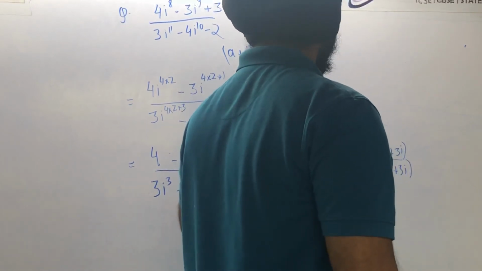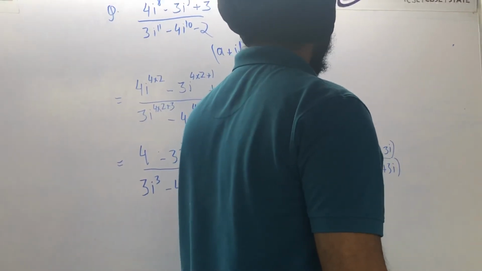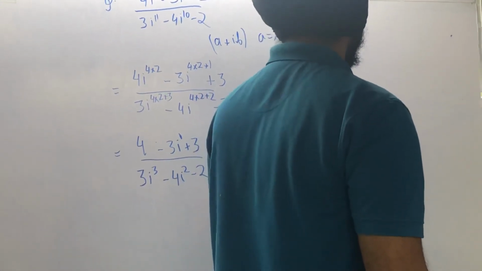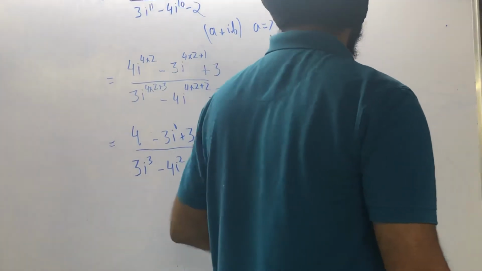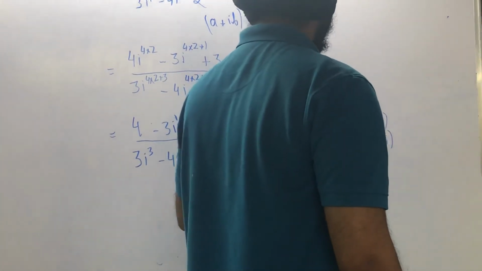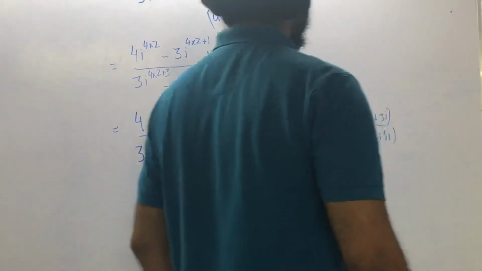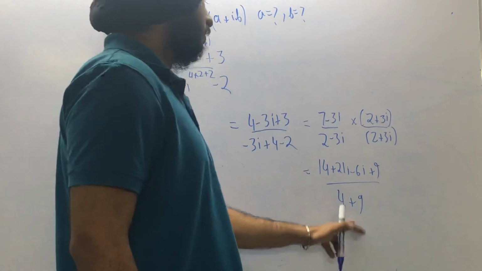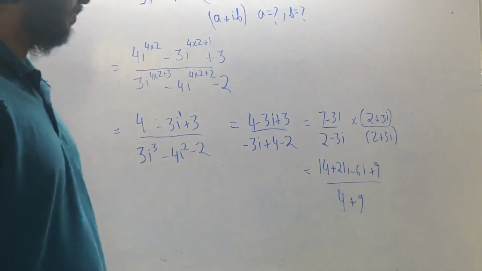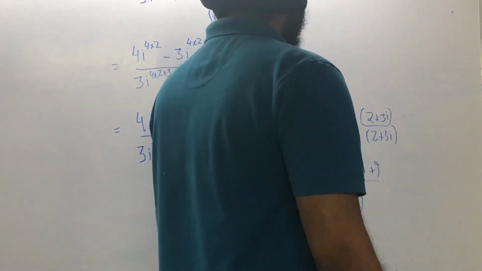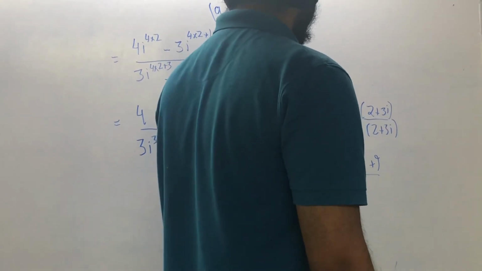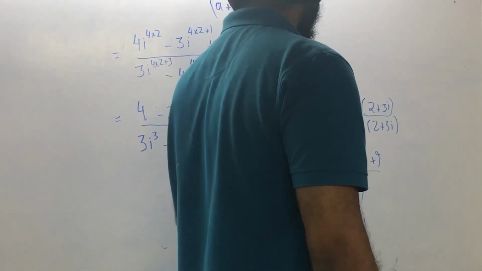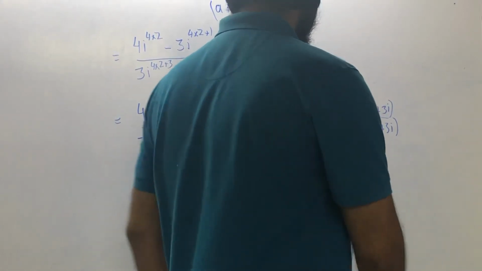7 into 2 is 14, plus 21i minus 6i plus 9. Okay, this is 2 square, 4, plus 9. (a − b)(a + b) is a square minus b square. Why did I take plus here? Because i square is minus 1, so it will become plus. 14 plus 9 is 23, plus 15i, divided by 13.